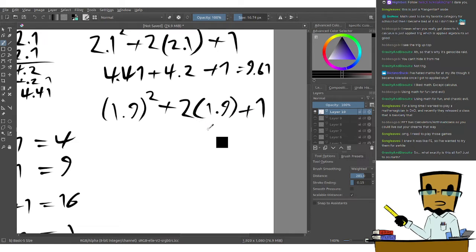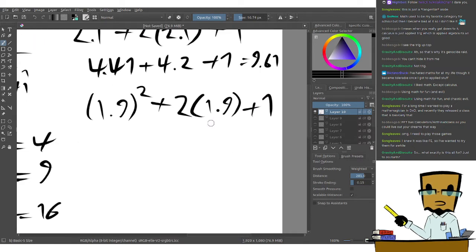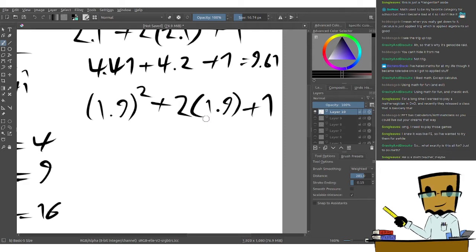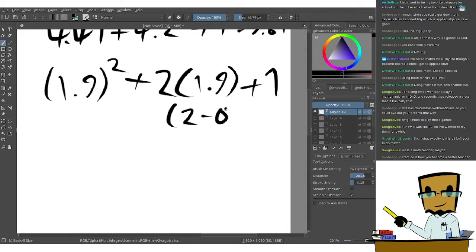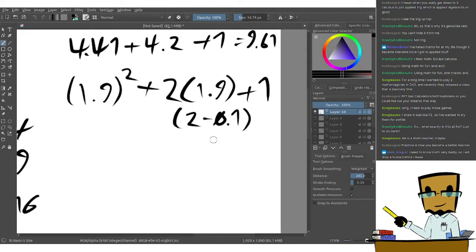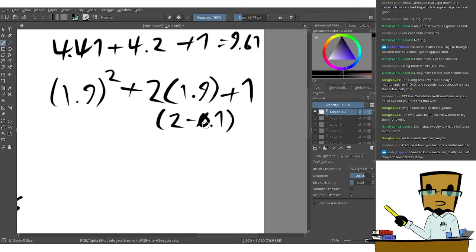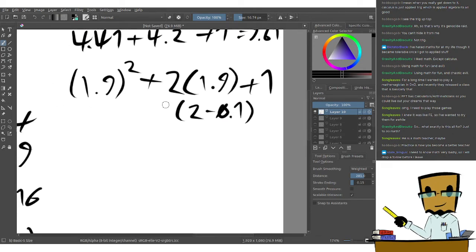Here we go. Here's a good teaching moment. So say you want to multiply something like 1.9 times 2. This is very easy. Check this out. 1.9 equals 2 minus 0.1. You need to know math very badly. I'm doing this like every other week. So 2 times, we can do it like this. 4 minus 0.2.